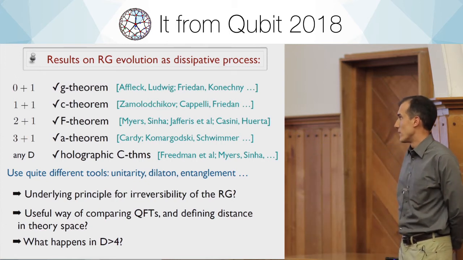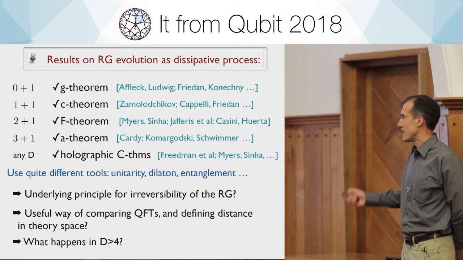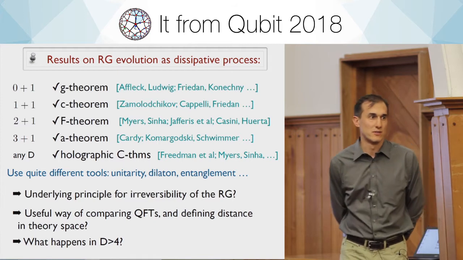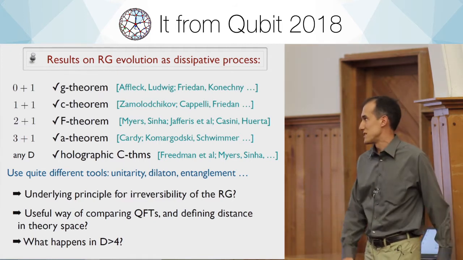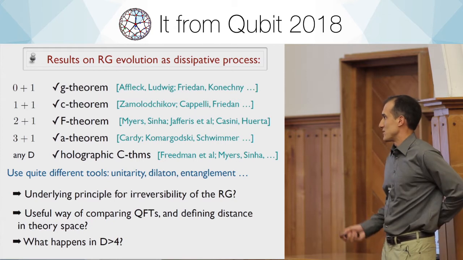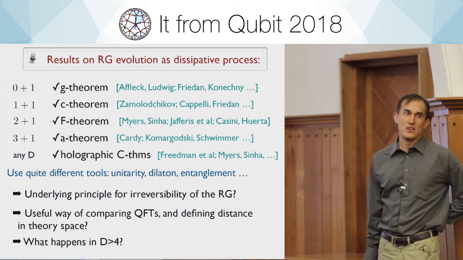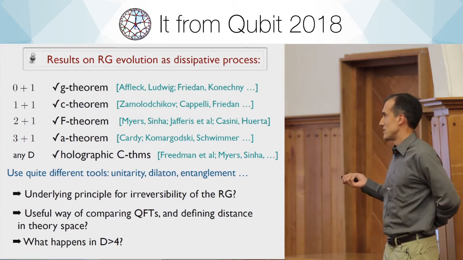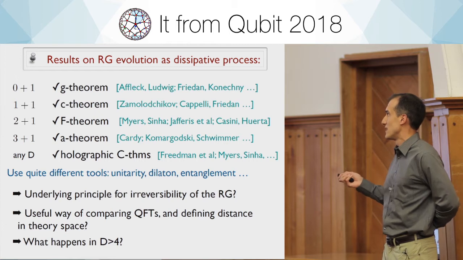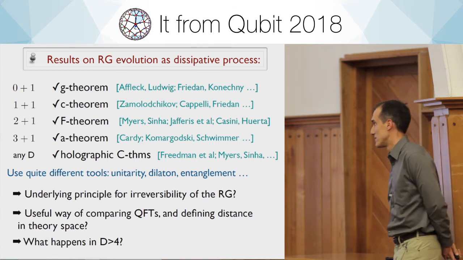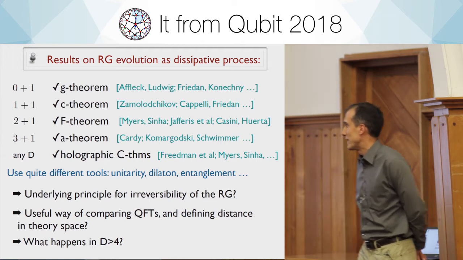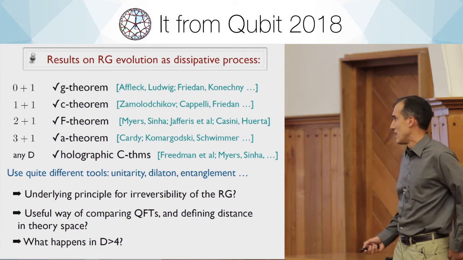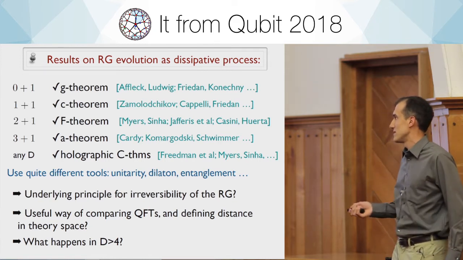Okay? Now, when going over this list and trying to think about the problem, one realizes that extremely different tools are used to prove any of these theorems, and very different from each other in different dimensions. So it's clear we are missing the underlying principle that operates behind this irreversibility of the RG. And we should try to understand what that is in order to try to generalize these renormalization group theorems. In particular, it's important to come up with a concrete and also useful way of comparing QFTs at different energy scales, maybe by defining a distance in theory space.